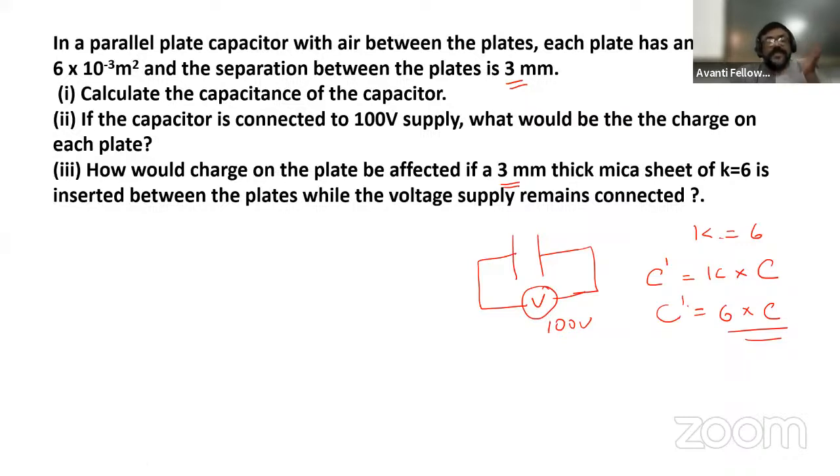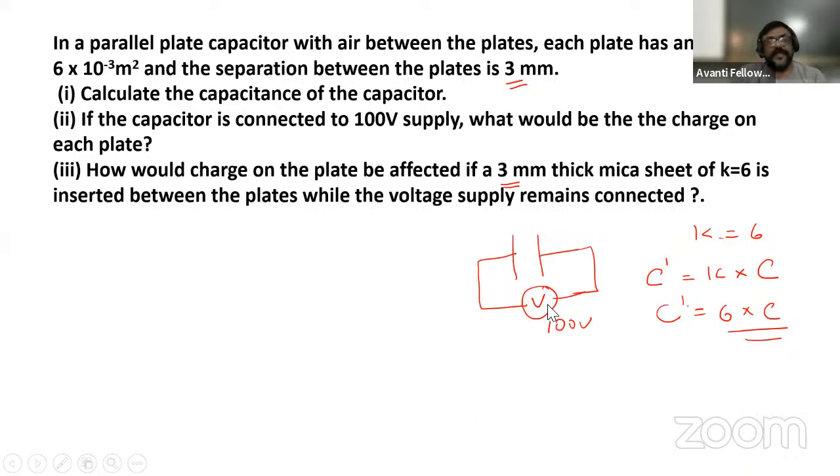Whenever a battery is connected to a capacitor, the PD across the plates of this capacitor will be equal to the terminal voltage, the voltage given by this battery. That will be 100 volt. Always it will be 100, but the capacitance has increased by 6 times. But potential remains constant. So what will happen to the charge on the plate? How will it be affected?